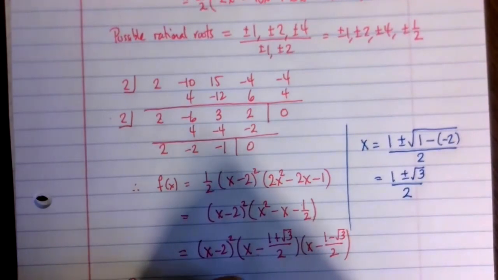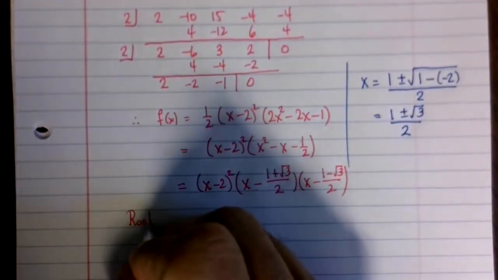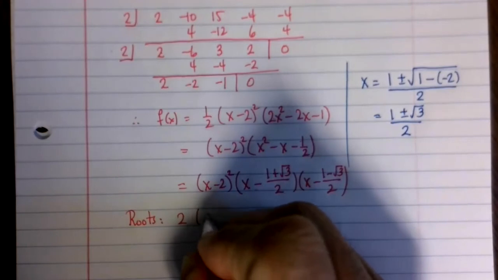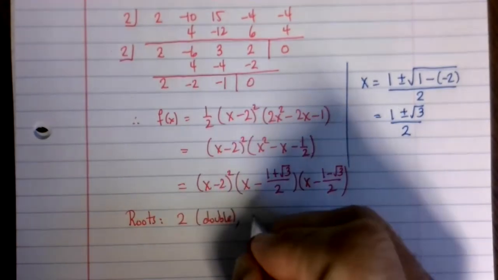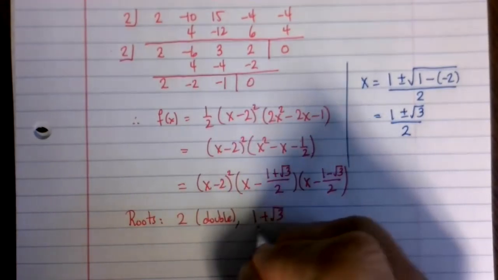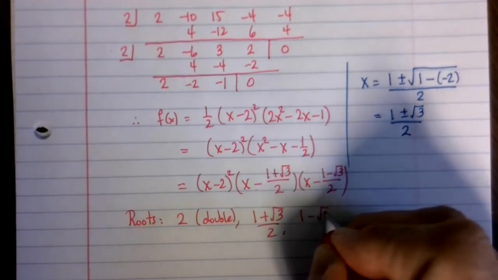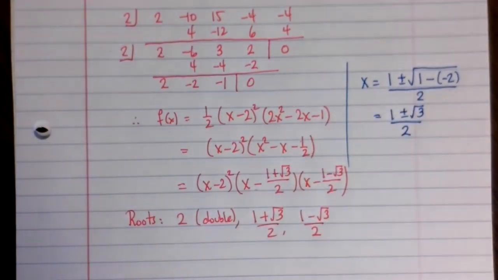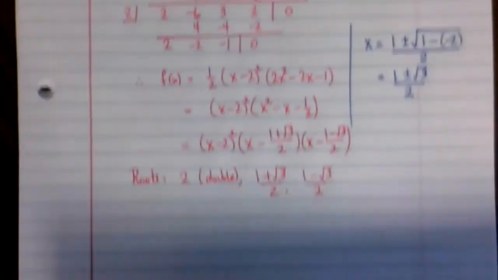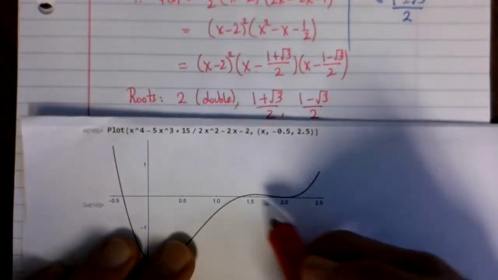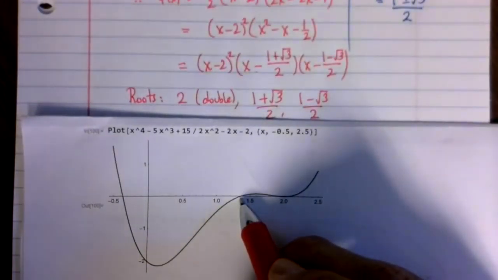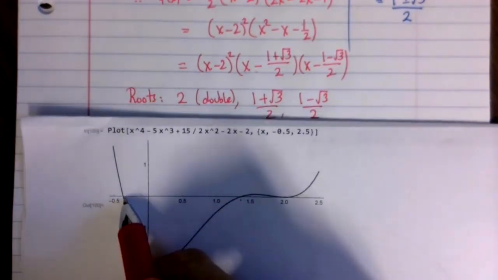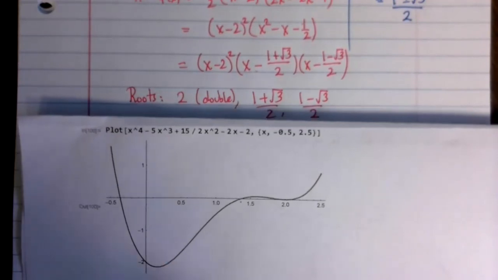And so the roots would be 2, that's a double root, and 1 plus square root of 3 over 2, and 1 minus square root of 3 over 2. And looking back at the graph, we see that this root here corresponds to 1 plus square root of 3 over 2. This intercept over here corresponds to 1 minus square root of 3 over 2.